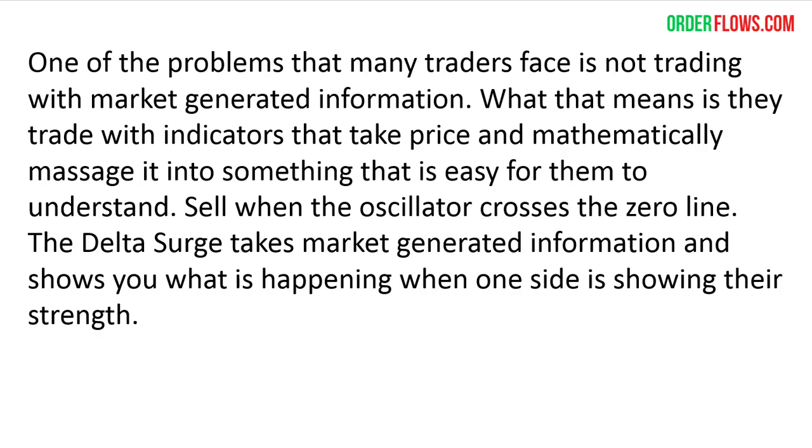Okay, so, again, just to reiterate, one of the problems that many traders face is not trading with market-generated information. What that means is they trade with indicators that take price and mathematically massage it into something that's easy for them to understand. Sell when the oscillator crosses the zero line, or we're trading above the level of 80. That means you're overbought and you should look to sell. I mean, that's not really taking good trades. You're just reacting to something else.